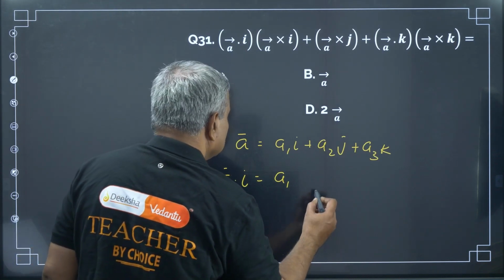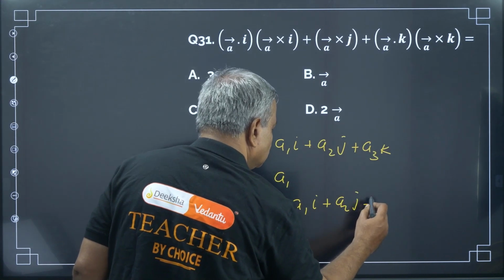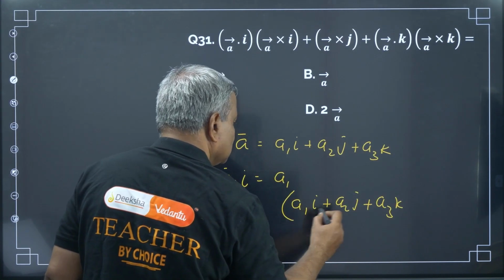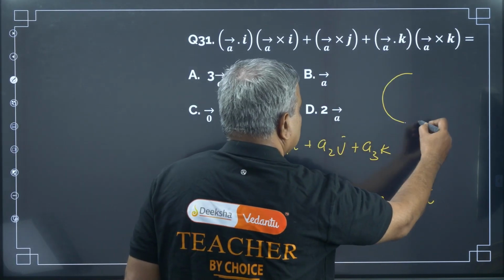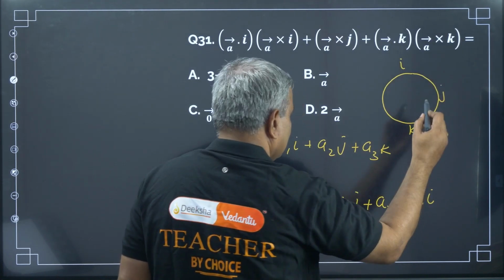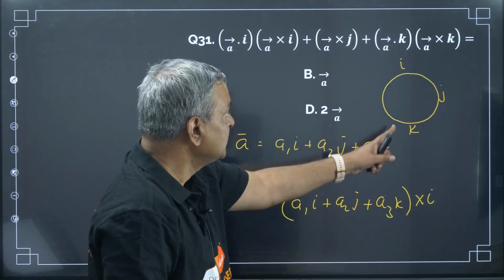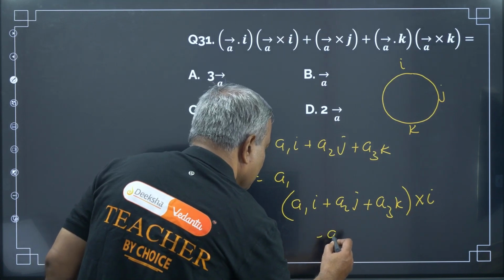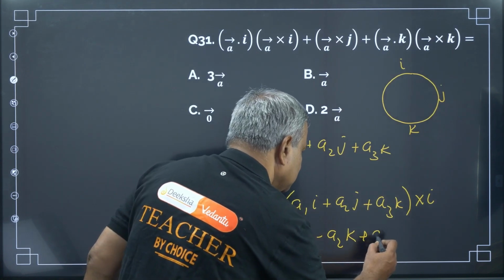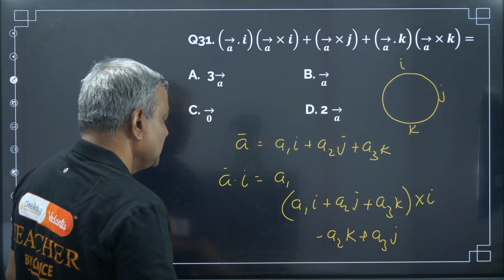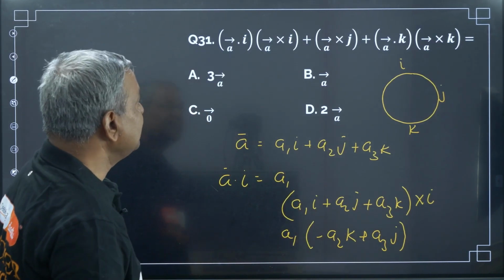So what is A cross I? A vector is given, you have to take the cross product. I cross I is 0, J cross I. Please always remember this concept: I, J, K. I cross J is equal to K. But here it is given J cross I, and J cross I is minus K. So this will become minus A2 K. Now, K cross I is J, plus A3 J. This is given as A1.